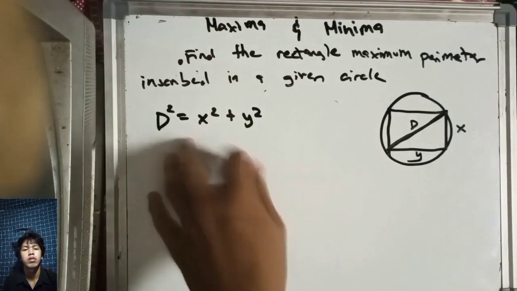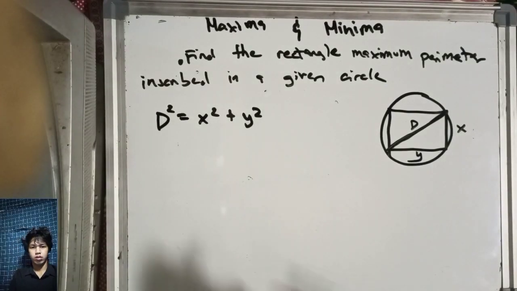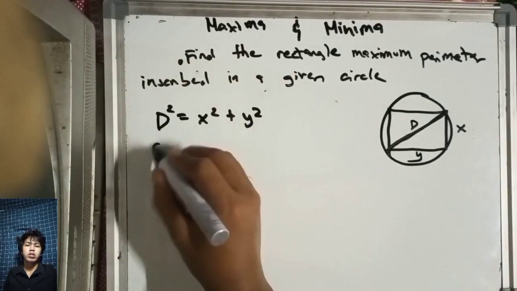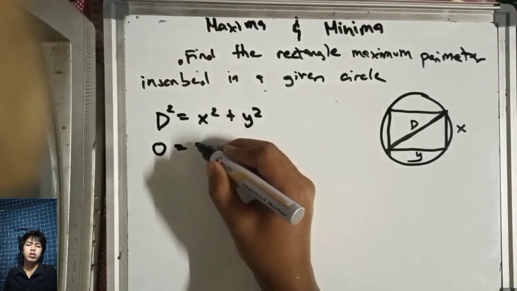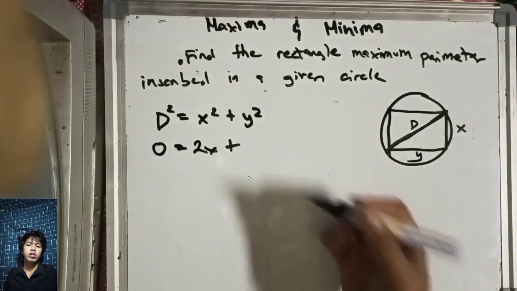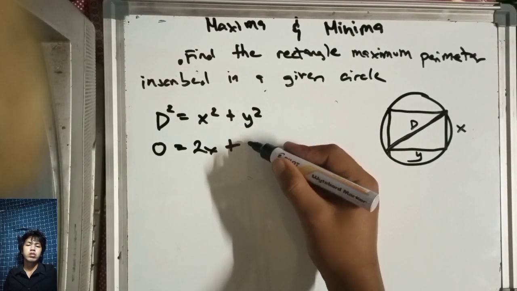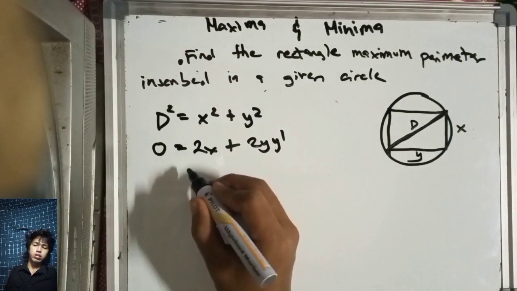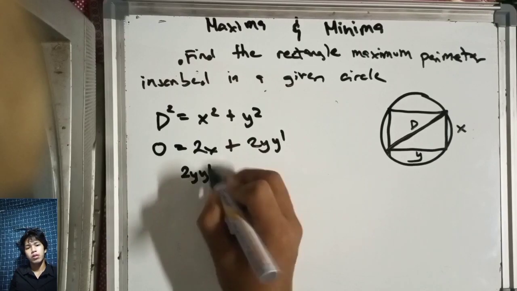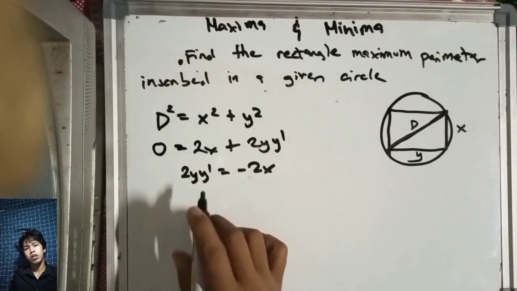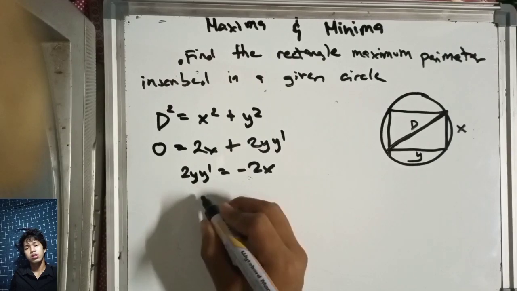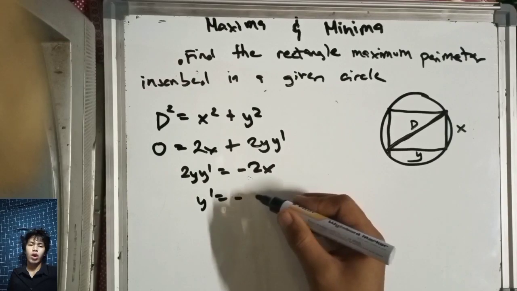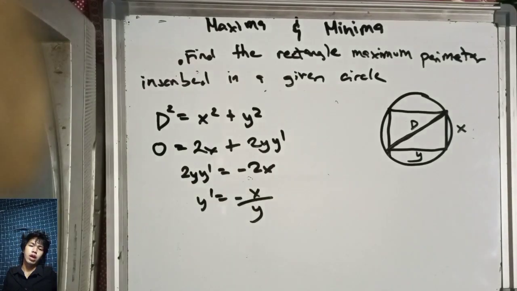So we're going to find the first derivative of this. Since d is given, it is a constant, and the derivative of a constant is always 0. The derivative of x squared is 2x, and the derivative of y squared is 2y y prime. We transpose this to the other side: 2y y prime equals negative 2x. Divide by 2y, and y prime is negative 2x over 2y, which is negative x over y.